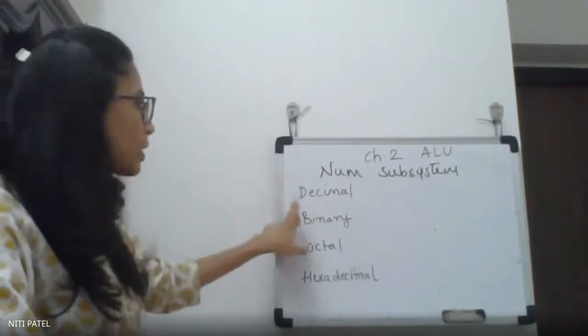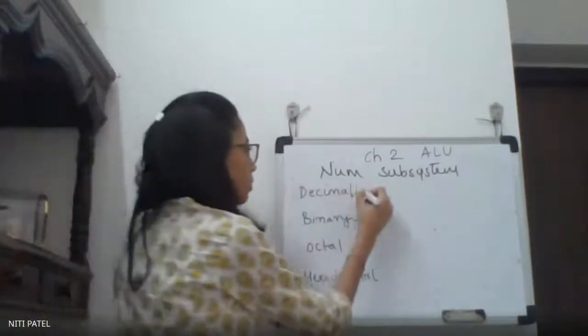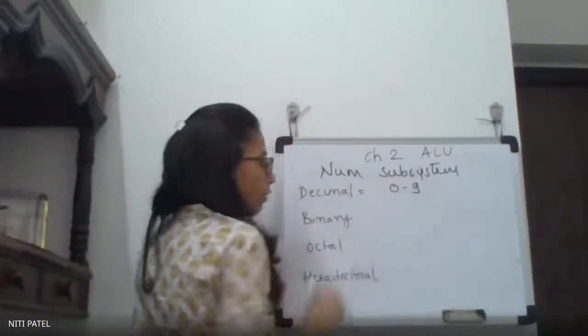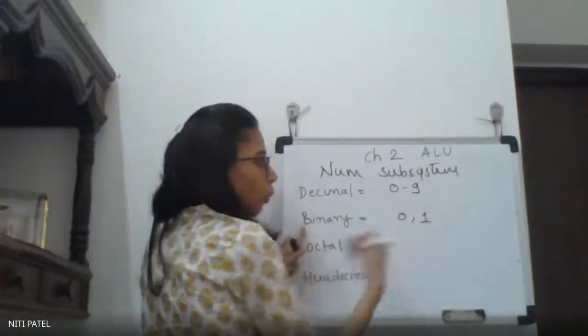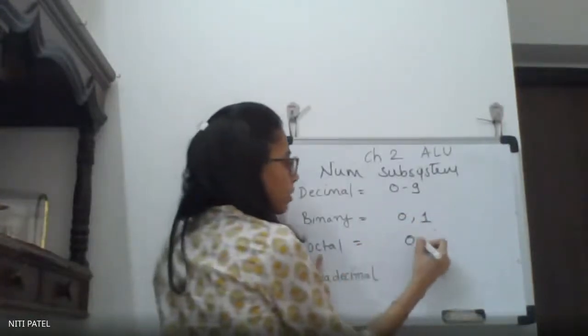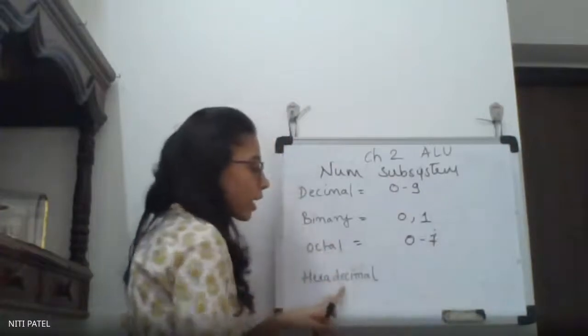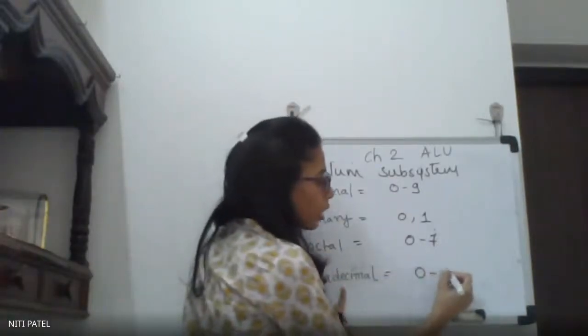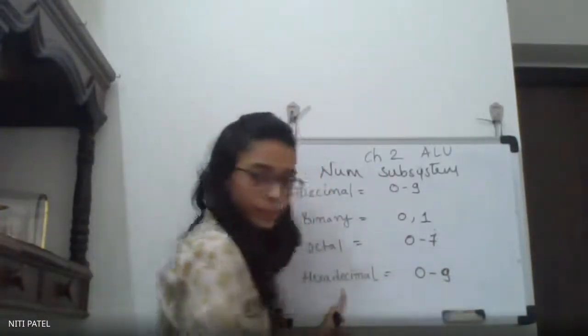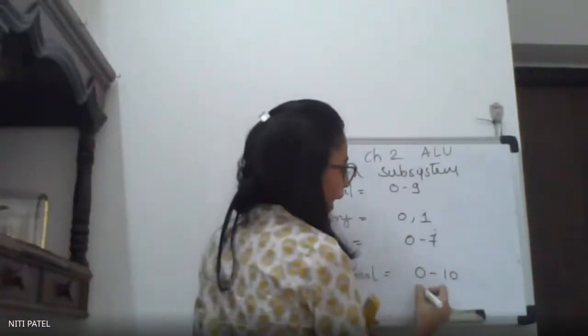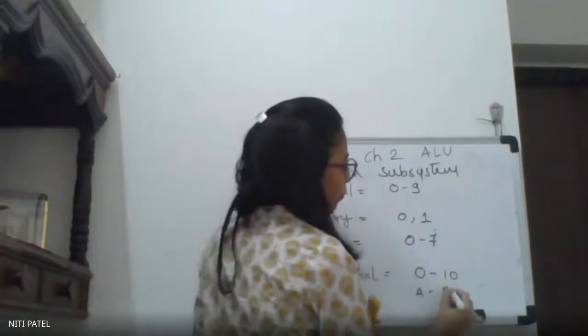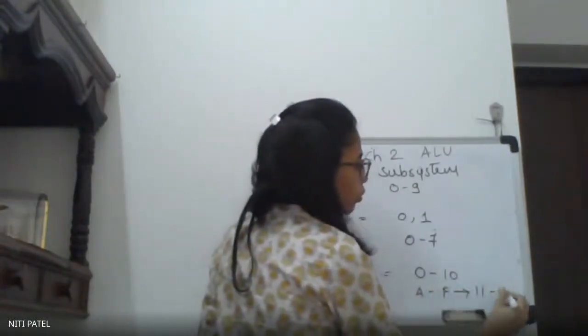So when I say decimal, it goes from 0 to 9. When I say binary, it is either 0 or 1. And when I say octal, it is 0 to 7. And when I say hexadecimal, it is 0 to 9, and then A to F is represented as 10 to 15.